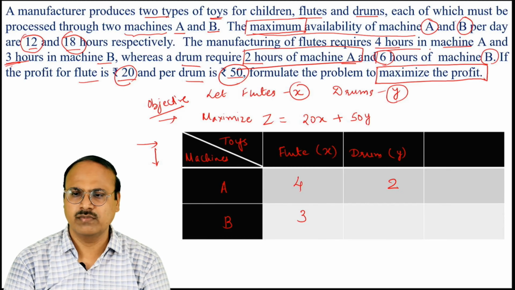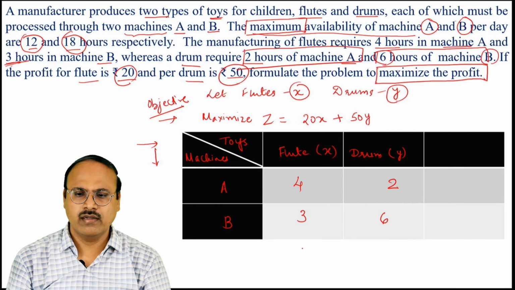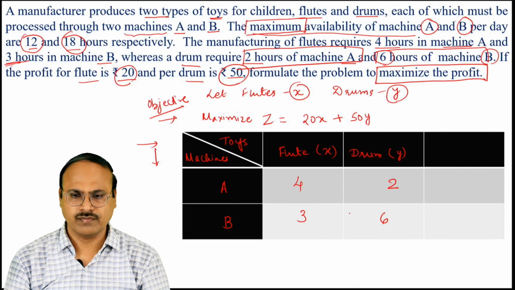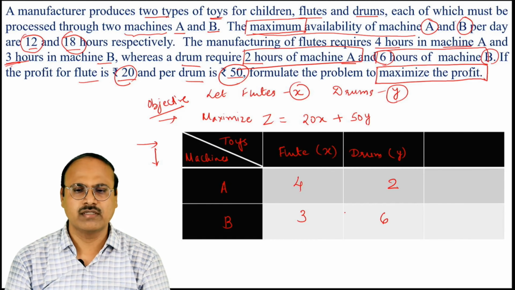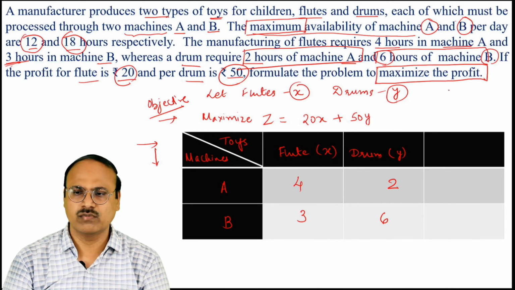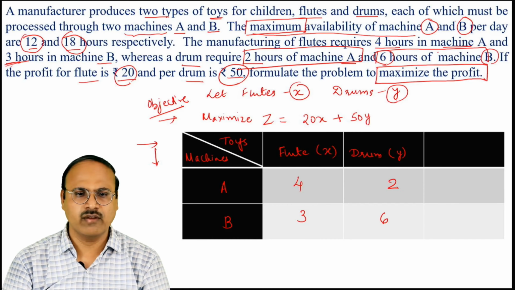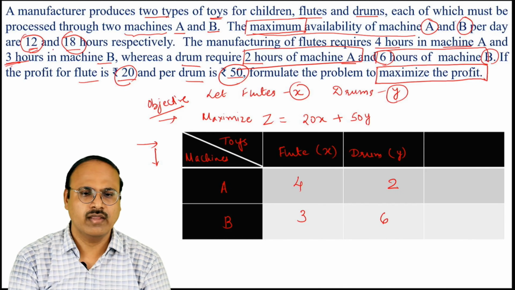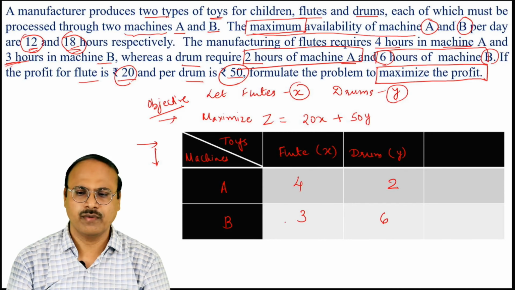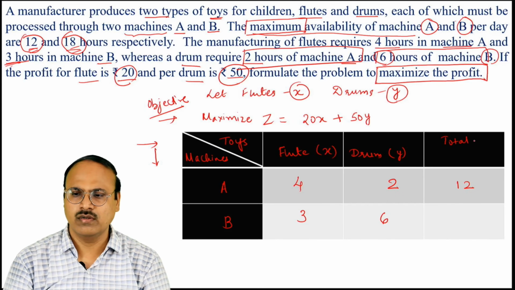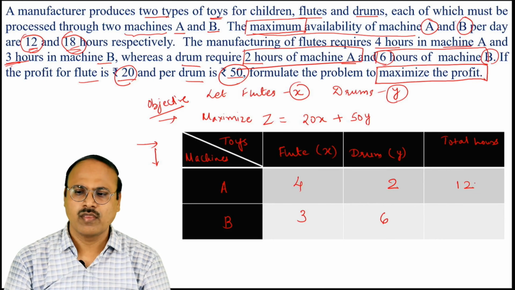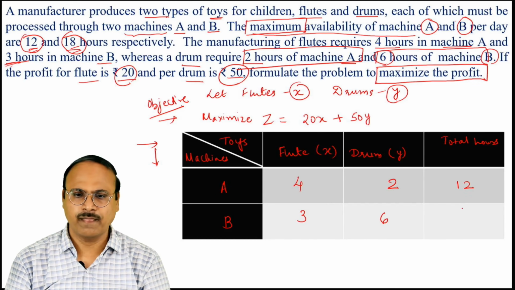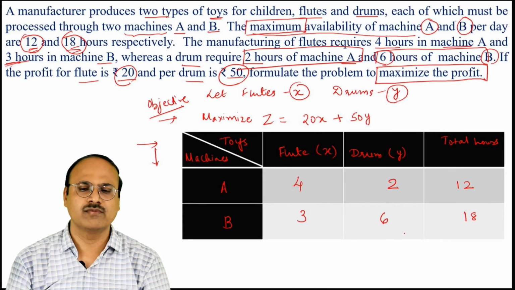And how many hours from machine B? 6 hours from machine B. Okay. And what is the constraint which we have about the machines? How much time are they available? Machine A and machine B can work for 12 and 18 hours only. So the total hours machine A can work is 12. So 12 hours is the maximum for A and 18 hours is the maximum for B.